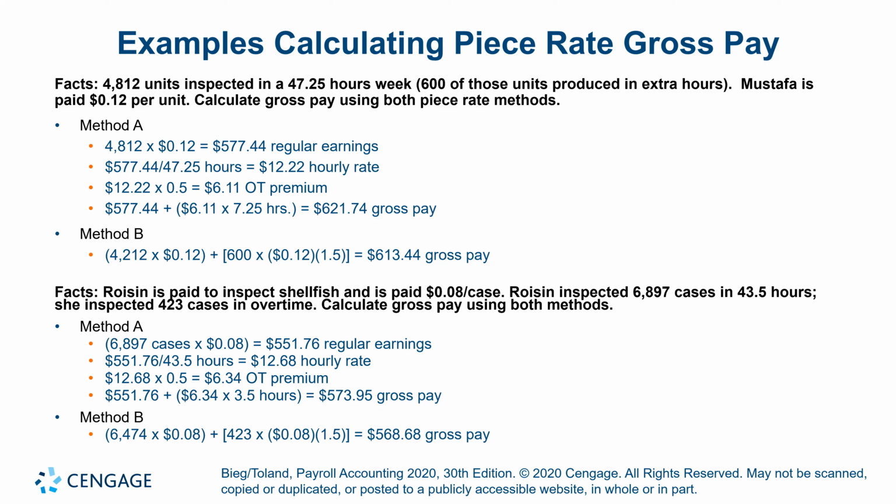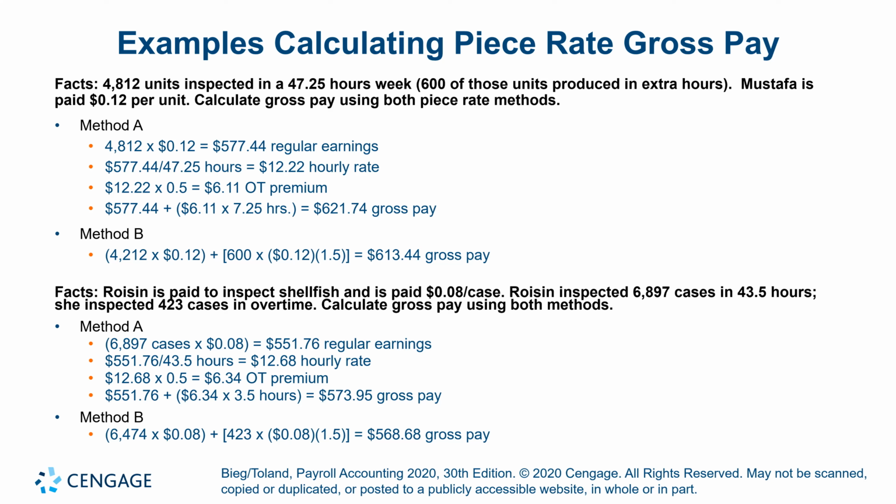So again, method A, we're taking the total amount of cases, 6,897, times that regular piece rate, 8 cents per case. That gives us our regular earnings, $551.76. And then to get our hourly rate, we take those regular earnings divided by how many hours she worked. That gives us $12.68 per hour. And then to get the overtime premium, we take that 12.68 times 0.5. So $6.34 overtime premium. So we take our regular earnings plus the overtime earnings to get gross pay, right?